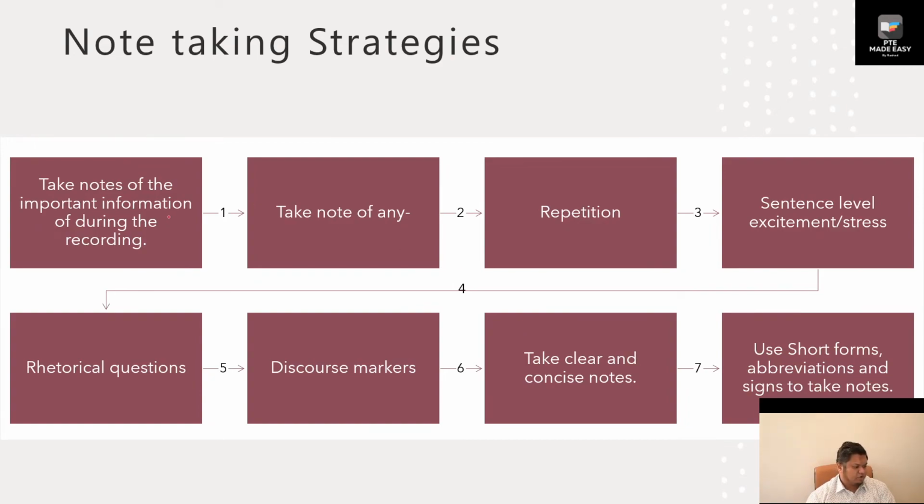Some note-taking strategy, as you have to take notes. This is very important: take note of the important information. What is important information? I recommend that you take note of any repeated information. I recommend that you take note of any sentence-level excitement or stress. If the speaker is excited or stressing some word, that means there is something important in it, and you should always take note of it. If you are not sure how to identify them, I will definitely do a video about that. Also take note of any rhetorical questions and discourse markers. Try to take notes in a very clear and concise manner.